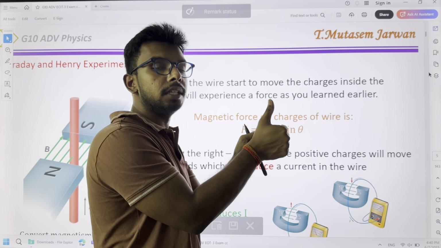So theta is the angle between the field and the velocity. The voltage is BLV sine theta, and you already know as per Ohm's law, V is equal to IR. So current will be voltage over R. Whatever this voltage is, divided by the resistance, you will get the current.